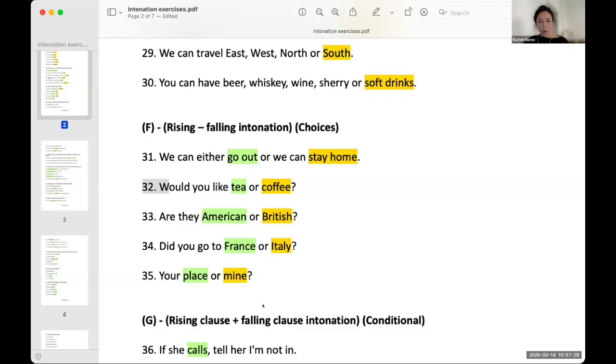Okay. I'm going to choose one more and then we're going to wrap things up here for questions. We have some new names coming in. Hi. How are you? Can you try number 33 for us? Are they American or British? Good. Okay. All right, guys, I'm going to stop there with that.